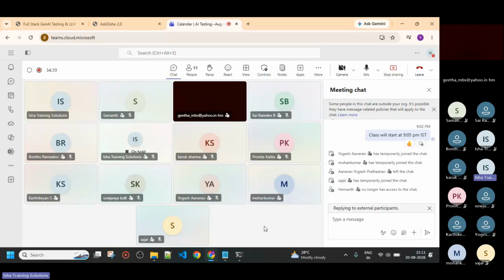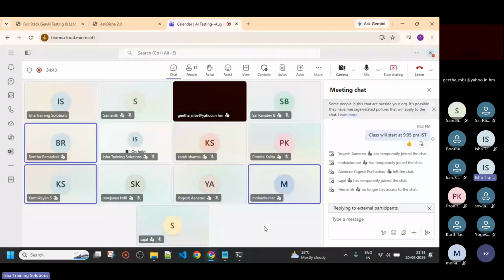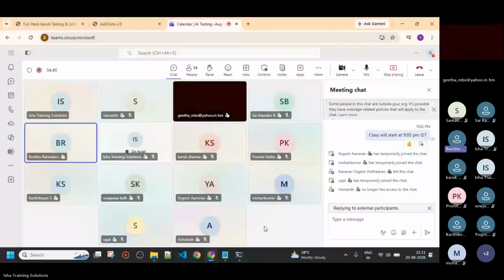Only one person has given the answer. So it's the capital. Hyderabad is the capital and largest city of the Indian state of Telangana. Okay. Any more answers? It's called Bhagyanagaram. It's the oldest city. Yeah, fine.